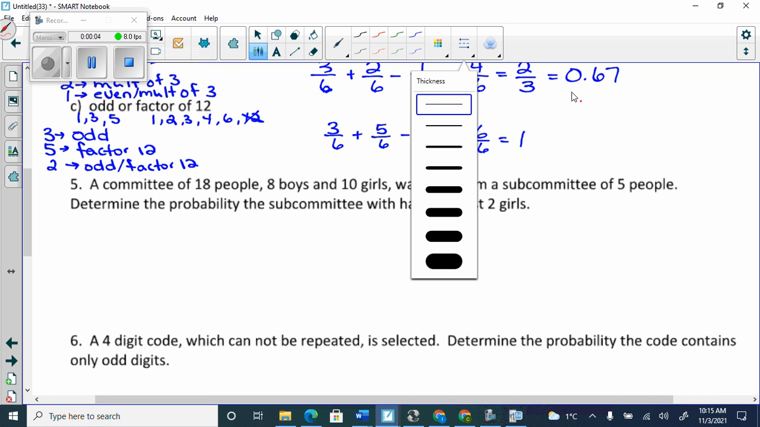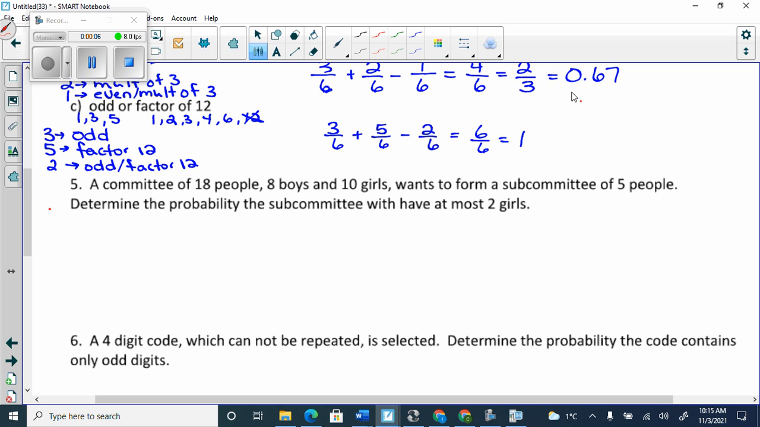Okay, we have a committee of 18 people. Pay attention. 8 boys, 10 girls. Want to form a subcommittee of 5. So no matter what group I'm going to make here, I'm going to have 5 in each group, correct? It says determine the probability. So that means I'm going to need a denominator, correct?